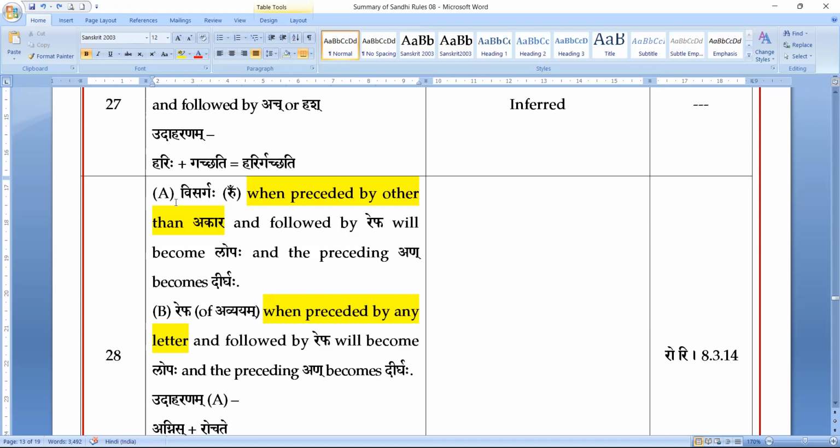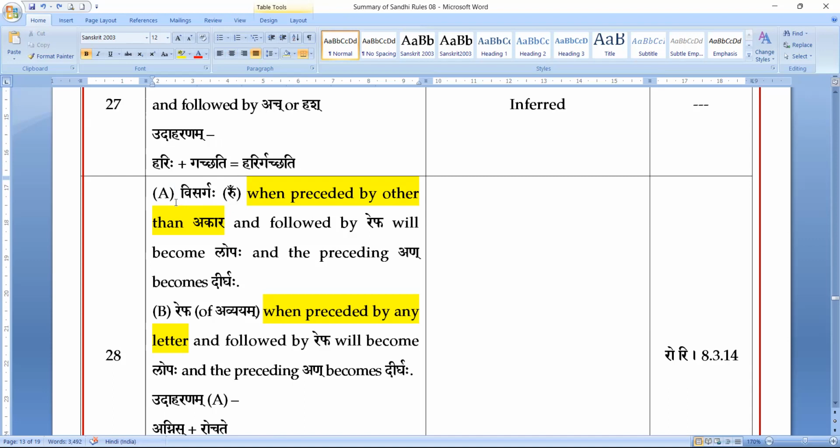Now we'll get a new rule, which we have not seen before. All the rules we have seen so far were already taught to you. Now we are going to see some new rules. Now, see.